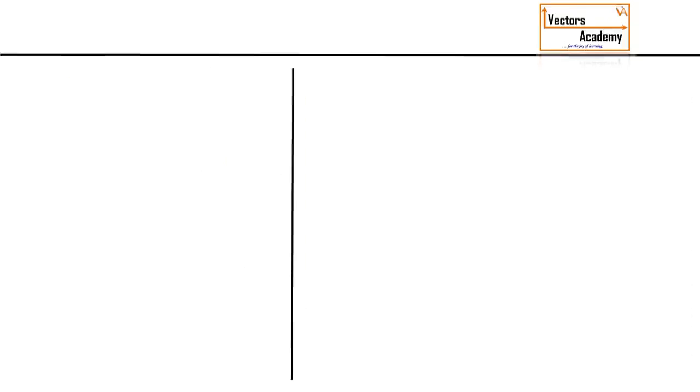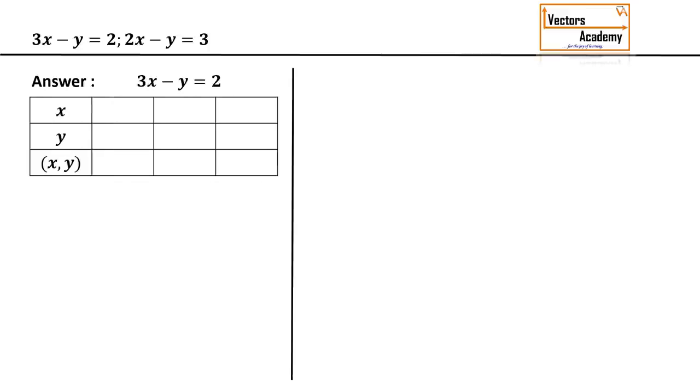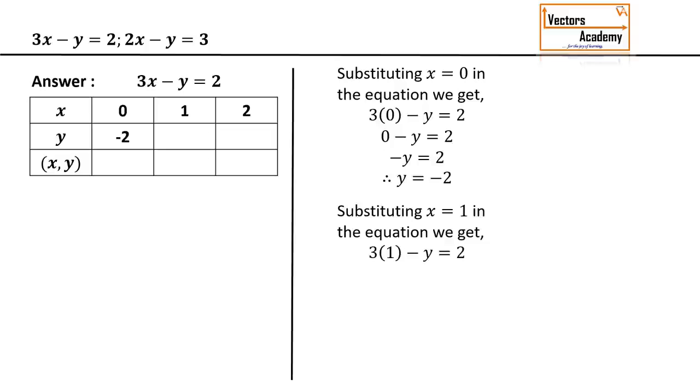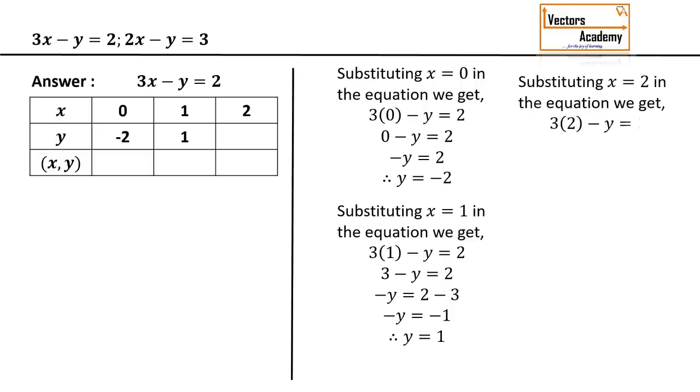Let's have another example of this type. We have two equations, 3x minus y equal to 2 and 2x minus y equal to 3. Now again we'll take the first line, we'll make the table, we'll assume the values of x and substitute them one by one. So if I substitute x equal to 0, I'll get y is equal to minus 2. If I take x equal to 1, I'll get y is equal to 1. If I take x equal to 2, I'll get the value of y as 4.